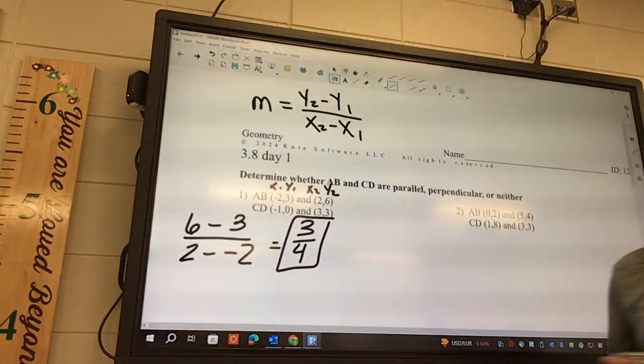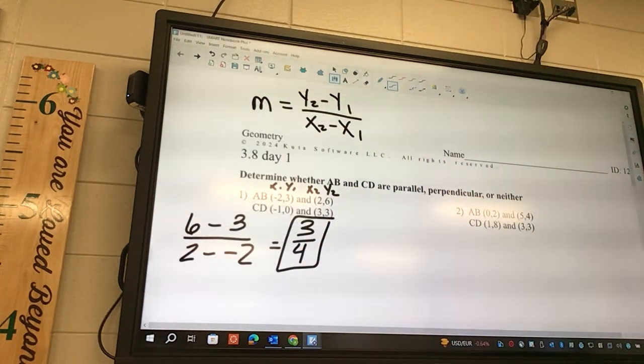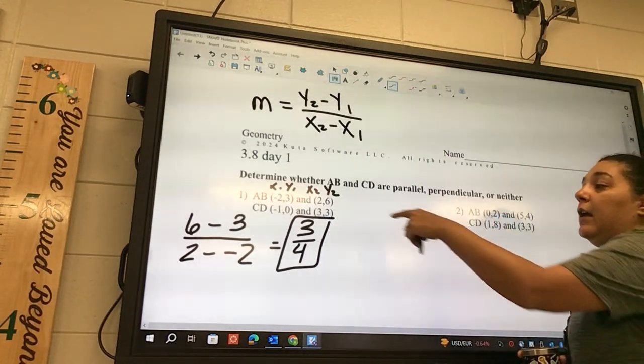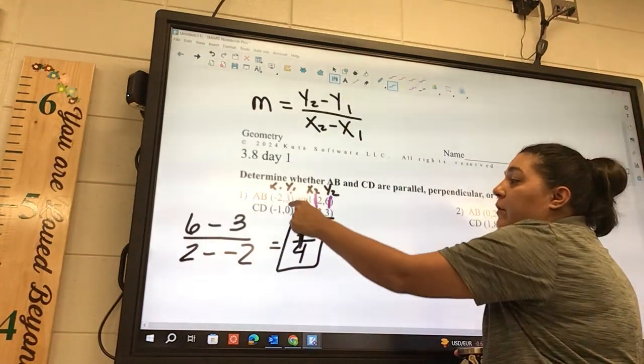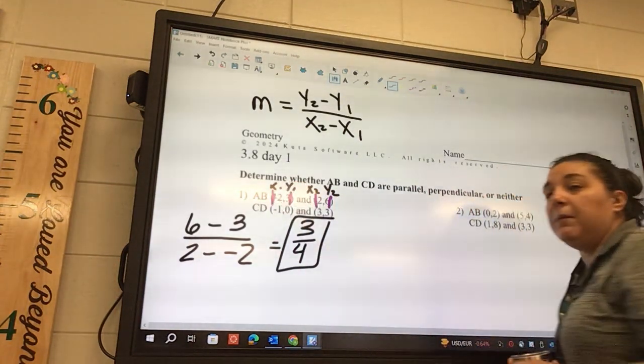Now we're gonna do this exact same thing with CD. Okay, we're gonna do the exact same thing. I can't really write above it, but just know that the Y goes to this one, X2 goes to this one, so kind of keep them in line.